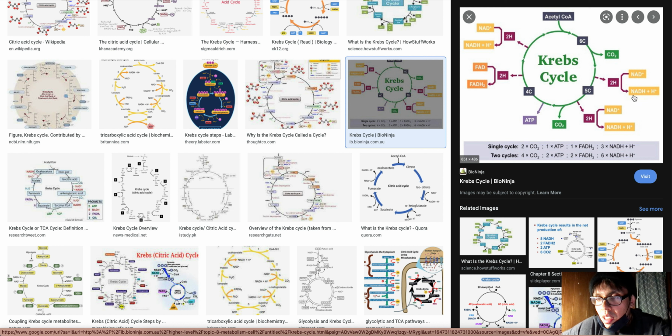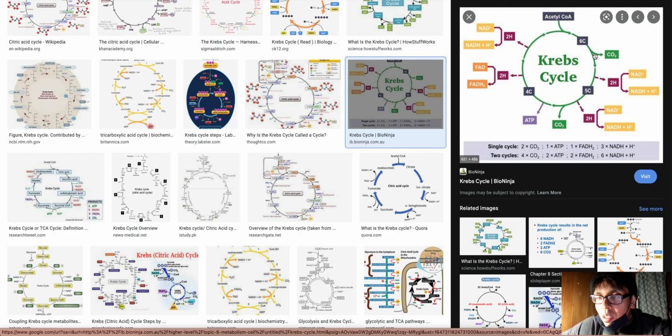NADH and FADH2. NADH is generated whenever there's a dehydrogenation reaction, or rather, whenever you have an enzyme which is removing a hydrogen and adding it to NAD.